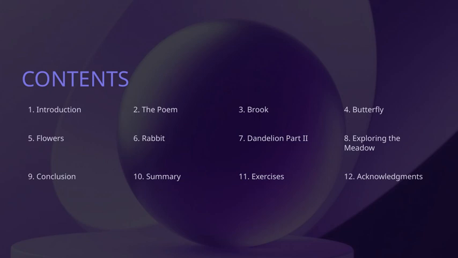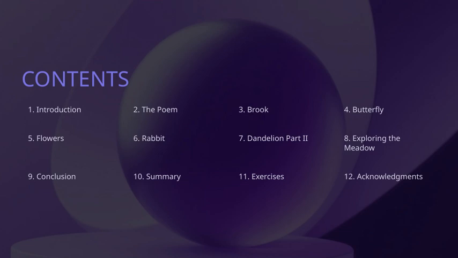We'll start with the introduction, setting the stage for what's to come. Then, we'll explore the poem itself, which is at the heart of our discussion. Moving on, we'll look at the brook, a symbol of tranquility and flow, and then the butterfly, representing transformation. We'll also delve into flowers and dandelions, highlighting their significance and beauty in nature. The rabbit will bring in a sense of curiosity and liveliness.